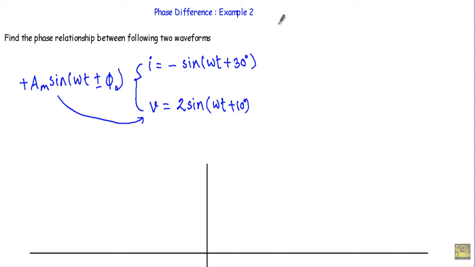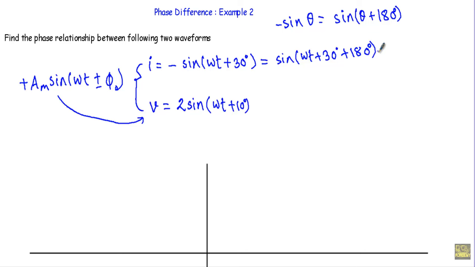Therefore, if I want to convert any minus sin ωt into plus sin ωt, you have to be familiar with this form. When we add or subtract 180 degrees with theta, we get sin(θ + 180°) = -sin θ. Therefore, I can write it like this: sin(ωt + 30°) plus 180 degrees, which will be equal to sin(ωt + 210°). These two equations indicate the same thing. Here I have considered ωt + 30° as theta, therefore this ωt + 30° will be equal to theta. So sin(θ + 180°) will be equal to -sin θ.